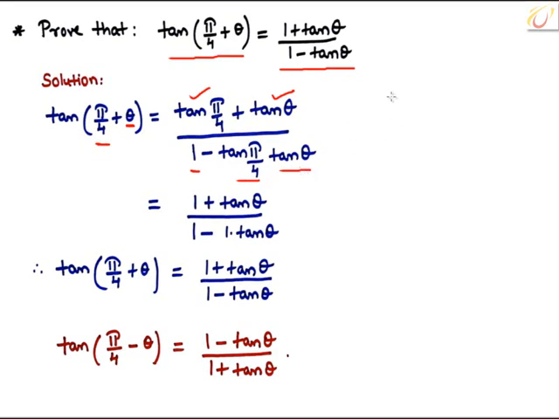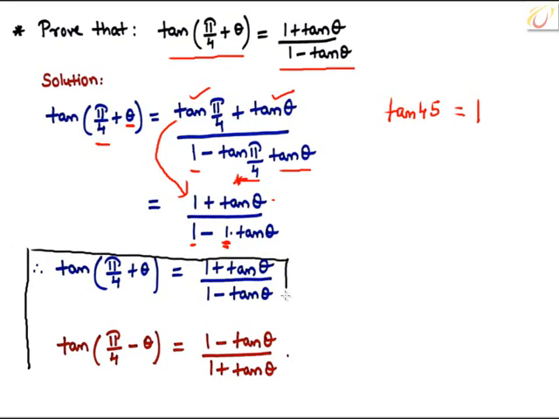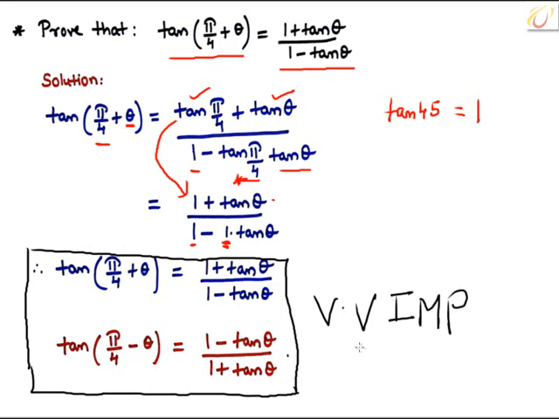So what is tan pi by 4? Tan pi by 4 is tan 45 whose value is 1. So tan pi by 4 becomes 1. Tan theta comes down as it is, upon 1 minus tan pi by 4, which here comes as 1, 1 minus tan theta. So you have 1 plus tan theta upon 1 minus tan theta. Similarly, you can derive tan(pi/4 - theta) as (1 minus tan theta) upon (1 plus tan theta). Very, very important formulas. Please mark this down as formulas.